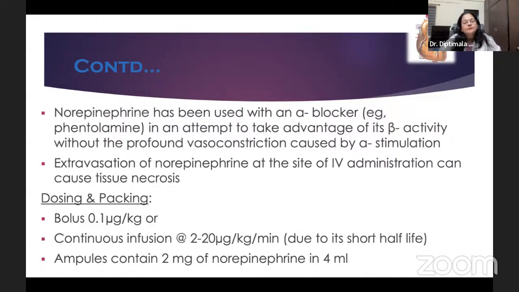So the dosing of norepinephrine, infusion rate of 2 to 20 microgram per minute, because it has a short half-life. Each ampule contains 2 milligram of norepinephrine in 4 ml.